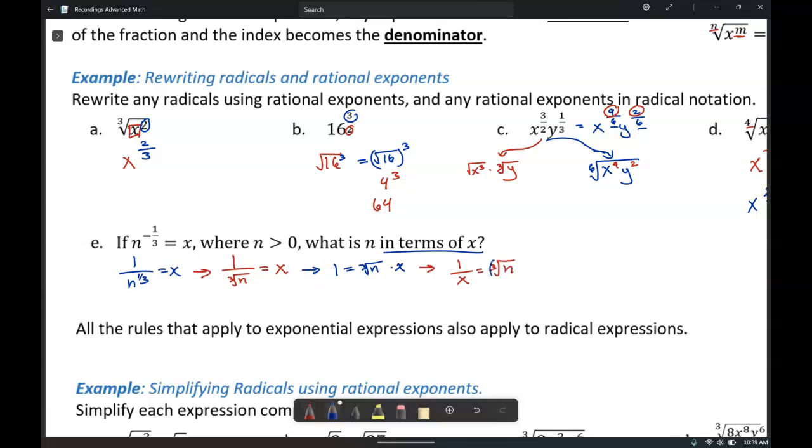And then to get rid of that cube root, we just cube both sides of our equation, giving us n equals 1 over x cubed. Okay, so that's one way that we can analyze it.